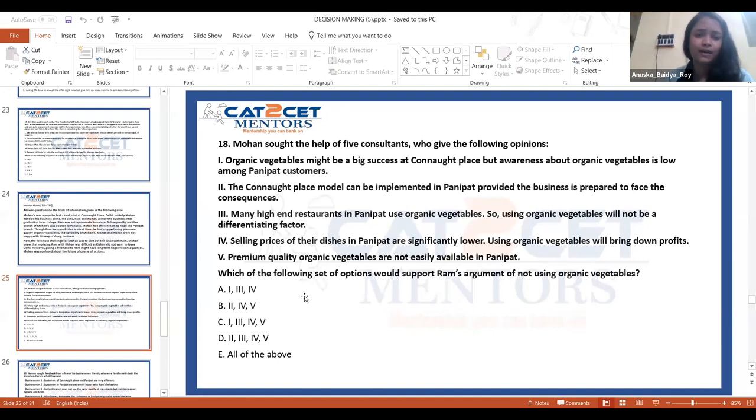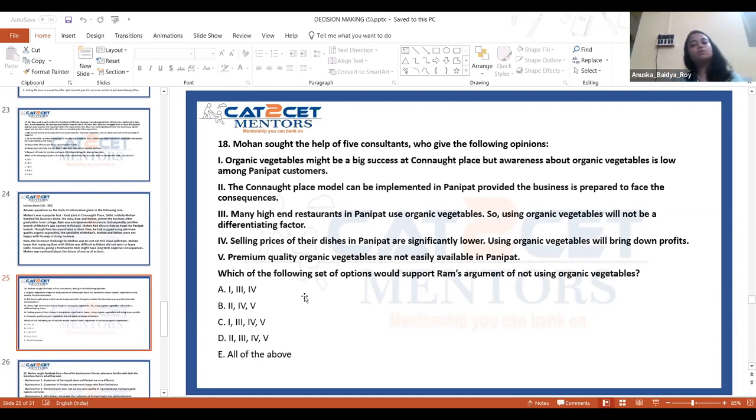Now, if the fact is organic vegetables might be a big success at Connaught Place, but awareness about organic vegetables is low in Panipat amongst customers, then it is a valid statement to support Ram, right? If people are not looking for organic vegetables at Panipat, why should I sell them? Connaught Place people want organic vegetables, so I will sell them there. Panipat people do not want it. So even if I do not sell it, what's the issue? So this kind of supports what Ram is trying to say. So we will keep it on hold.